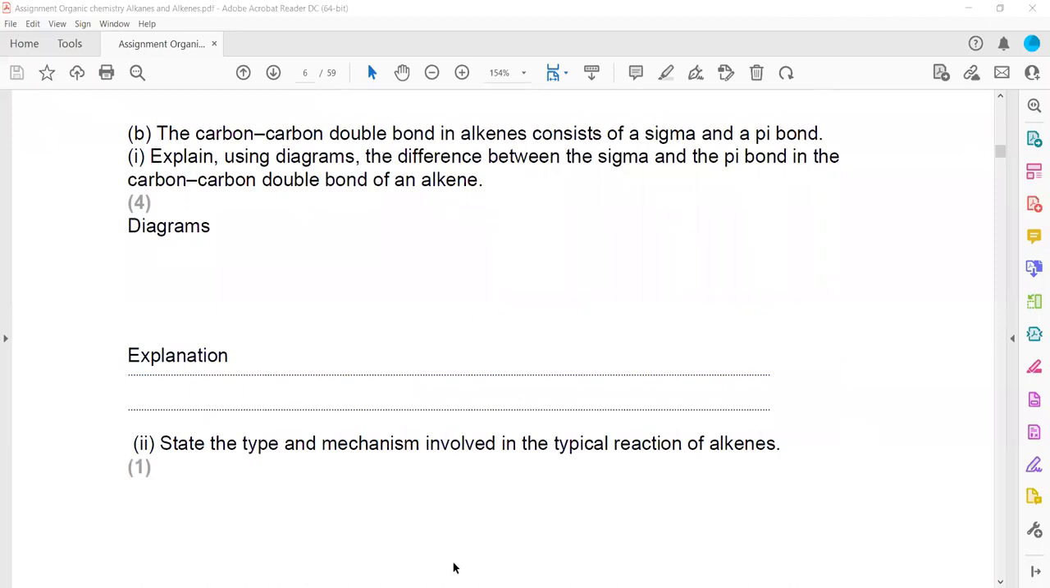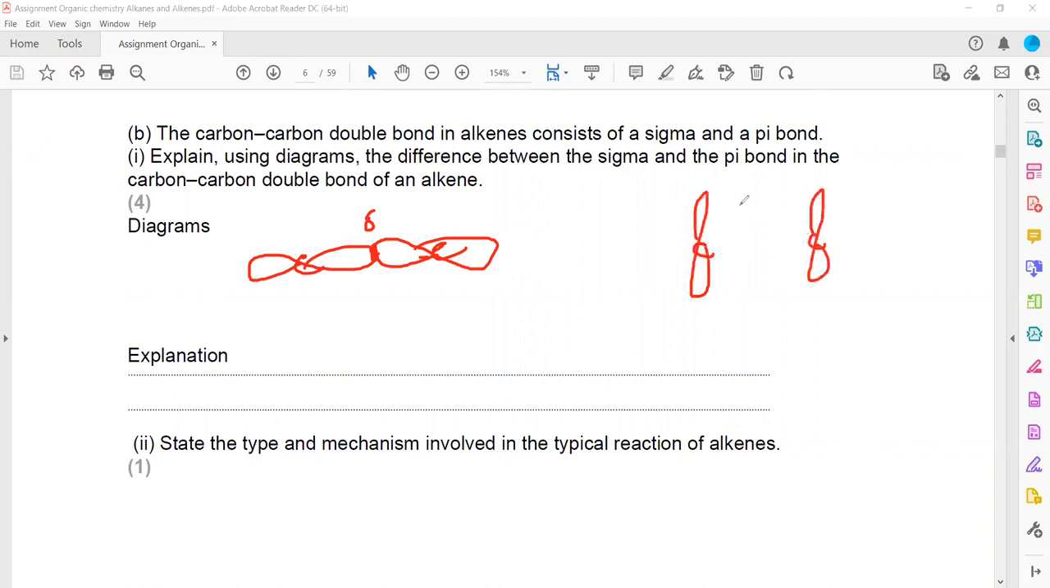The carbon-carbon double bond in alkenes consists of a sigma and a pi bond. Use a diagram to show the difference between sigma and pi bonds. So what are sigma bonds? Those formed by complete overlapping of the orbitals. And what are pi bonds? Those formed by partial overlapping. If you want to represent a sigma bond, like this is one carbon, there's another carbon, so the orbitals will overlap in a sigma bond. But what about pi bonds? When the axes are parallel, the orbitals cannot overlap head-on, so they will have an attraction. This will result in the formation of a pi bond.